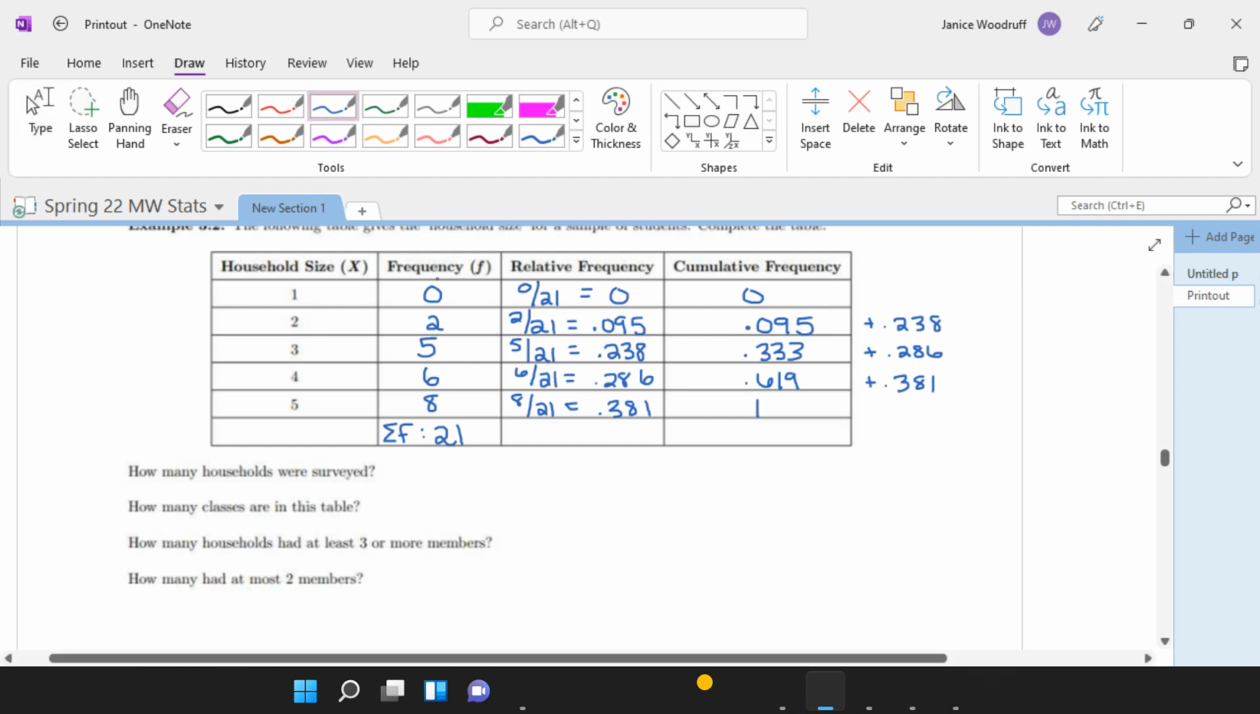21. That's going to be the sum of our frequencies. So the total pieces of data that I had here: 21 households. How many classes? We didn't really talk about what those classes were. Anybody want to take a guess?